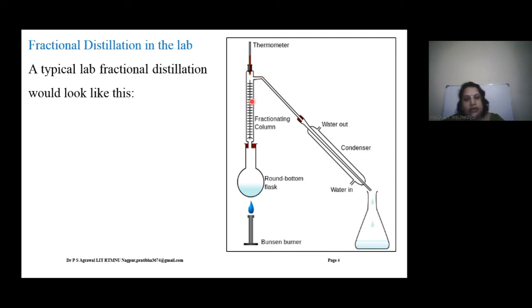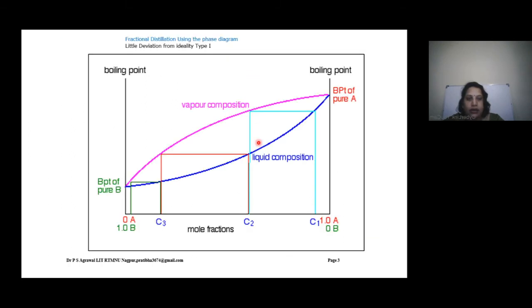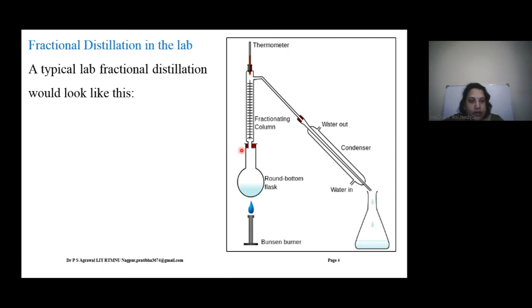Now what happens in this column as compared to the phase diagram? Now we have boiled here at C1, and the vapor over the top of the boiling liquid will be richer in the more volatile component, and we have composition C2. Now the vapor starts traveling up the column. Eventually it will reach a height of the column where the temperature is low enough that the vapors will condense to give a liquid. The composition of the liquid will of course now be C2.